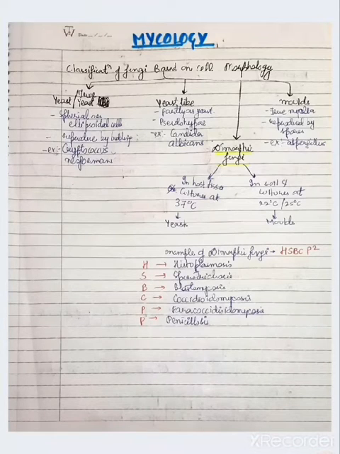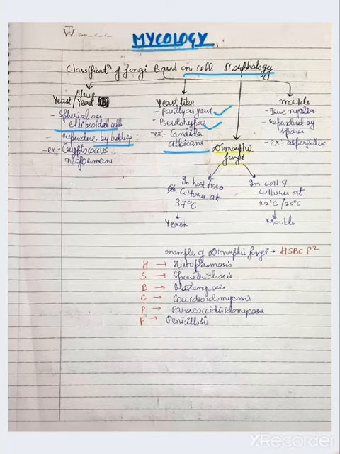Hey everyone, now let's start with mycology. Here, the classification of fungi based on cell morphology. So, yeast or true yeast, yeast-like, dimorphic fungi and molds. Firstly, yeast and yeast-like are spherical or ellipsoidal cells reproduced by budding. Cryptococcus neoformans is a true yeast. Now, the yeast-like is partly yeast, pseudohyphae are present, like Candida albicans is a yeast-like organism.